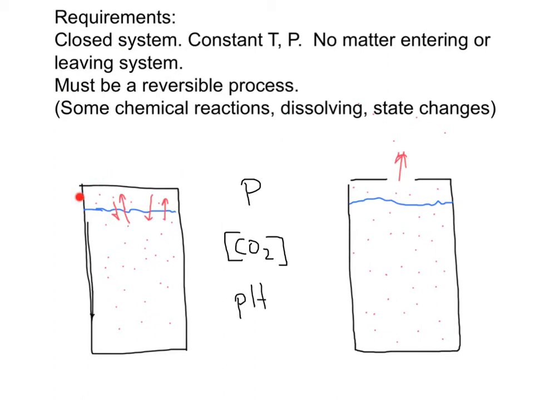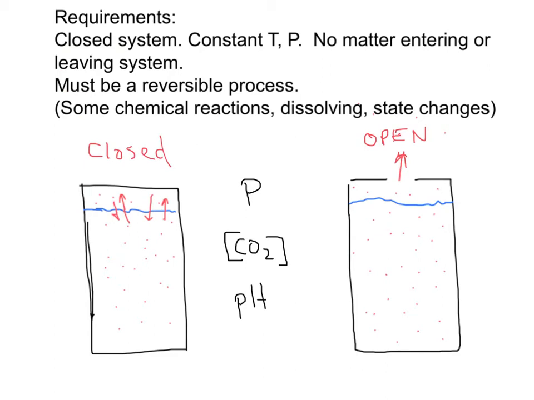Okay, so let's look at a closed versus an open system. On the left we have a closed system. On the right we have an open system. So this would be a soda can, let's say, and the red dots represent carbon dioxide that's dissolved throughout the soda. Now when the system is closed, it's going to reach equilibrium as long as we hold the temperature constant. So basically the amount of gas molecules up here in the space above the soda that we call the headspace is going to be a constant.